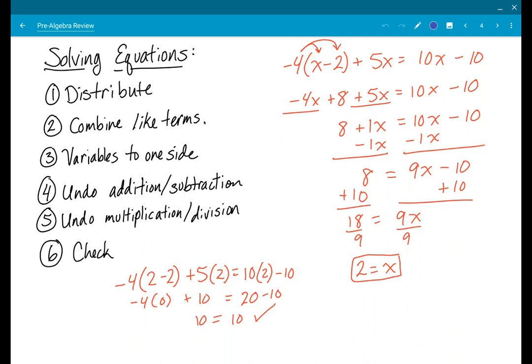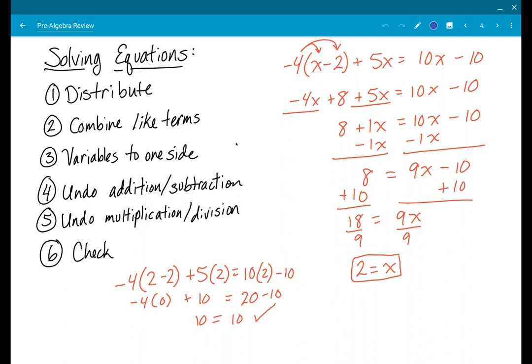Next, I'm looking for like terms. On the left side of the equation, I have an x term here and an x term here. On the right side of the equation, I have an x term and a constant, and those are not like terms, so I don't need to worry about combining like terms on that side. 5 minus 4 is 1, or negative 4 plus 5 is positive 1. There are more positives than there are negatives.